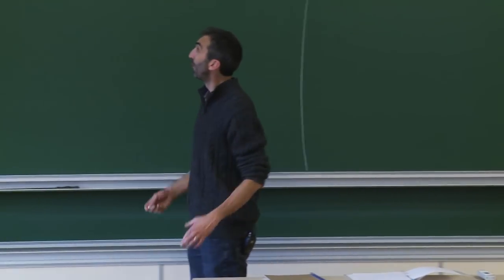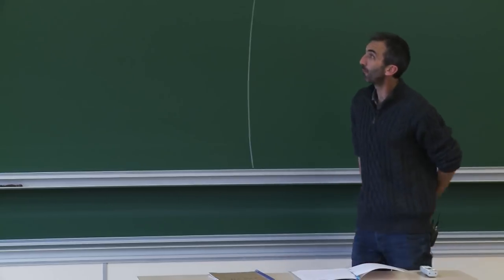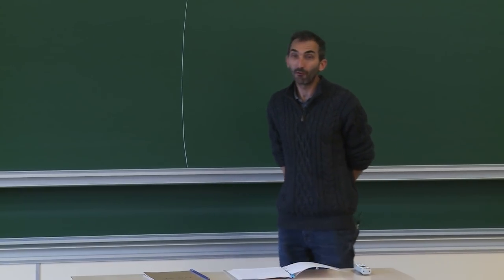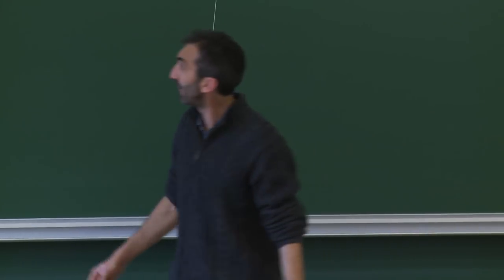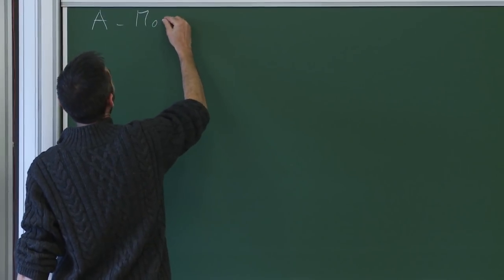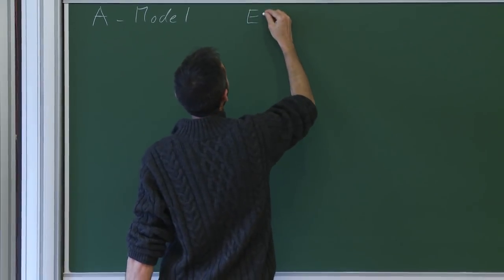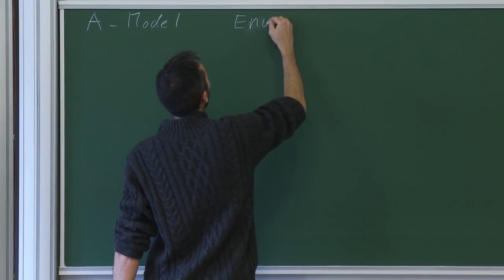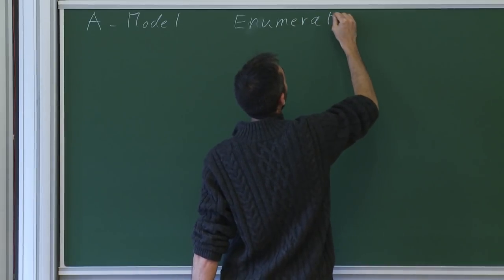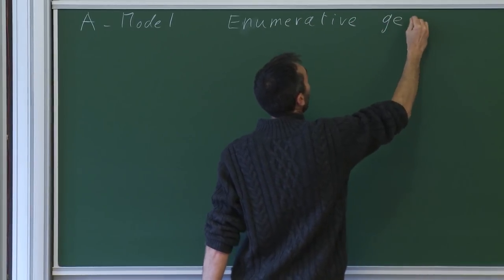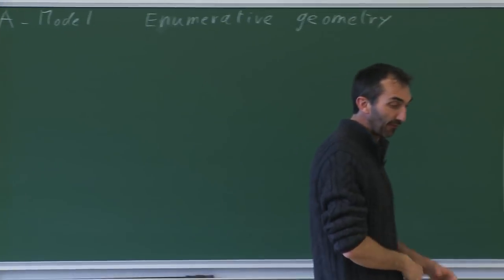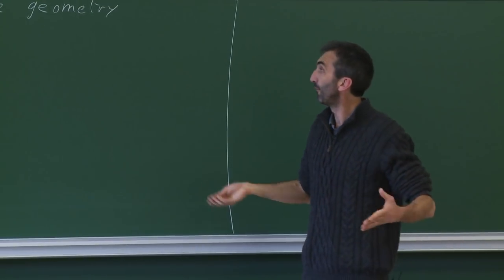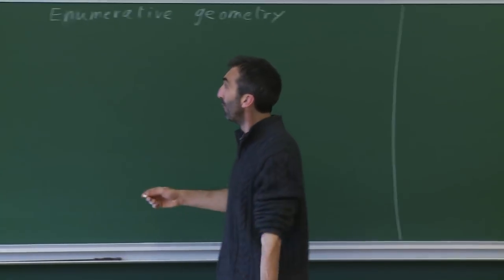So first, what are we talking about? Topological recursion seems to have a lot to do with mirror symmetry. And mirror symmetry has two sides. One side is what is often called the A model, which is in fact enumerative geometry. And on that side, the goal is that we have a certain space, a moduli space.